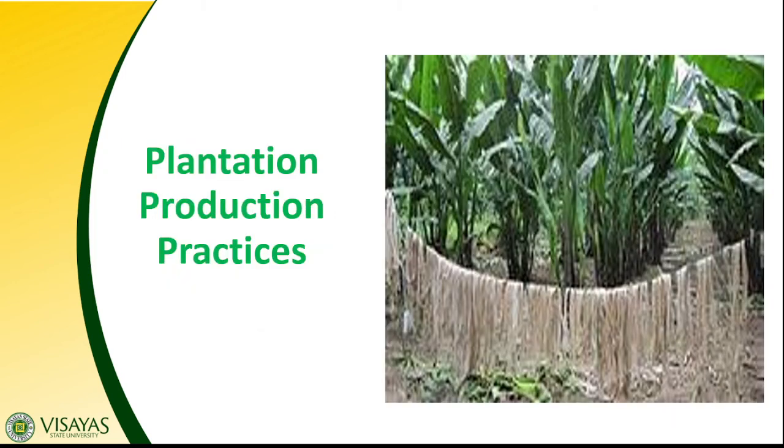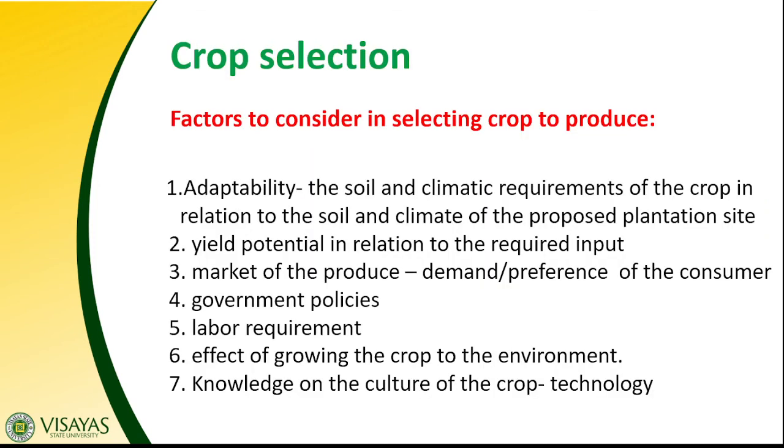So for the practices done in plantation crop production, we have first the crop selection. Although we have taken this up in the early part of our class. So for crop selection, we have to consider factors in selecting the crop to be planted or to produce. So one is, of course, adaptability. Okay, whether the soil and climate requirements of the crop in the prevailing area is suited to the requirement of the proposed plantation crop. And then the yield potential in relation to the required input.